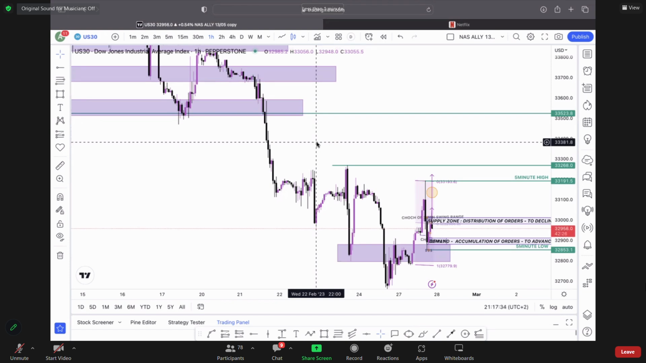Can a demand or supply zone act as resistance at some point, or as support at some point? Yes, in essence, it's similar to support and resistance, but it's not a line. Do you know what I'm saying? It's a zone. You need to understand that.